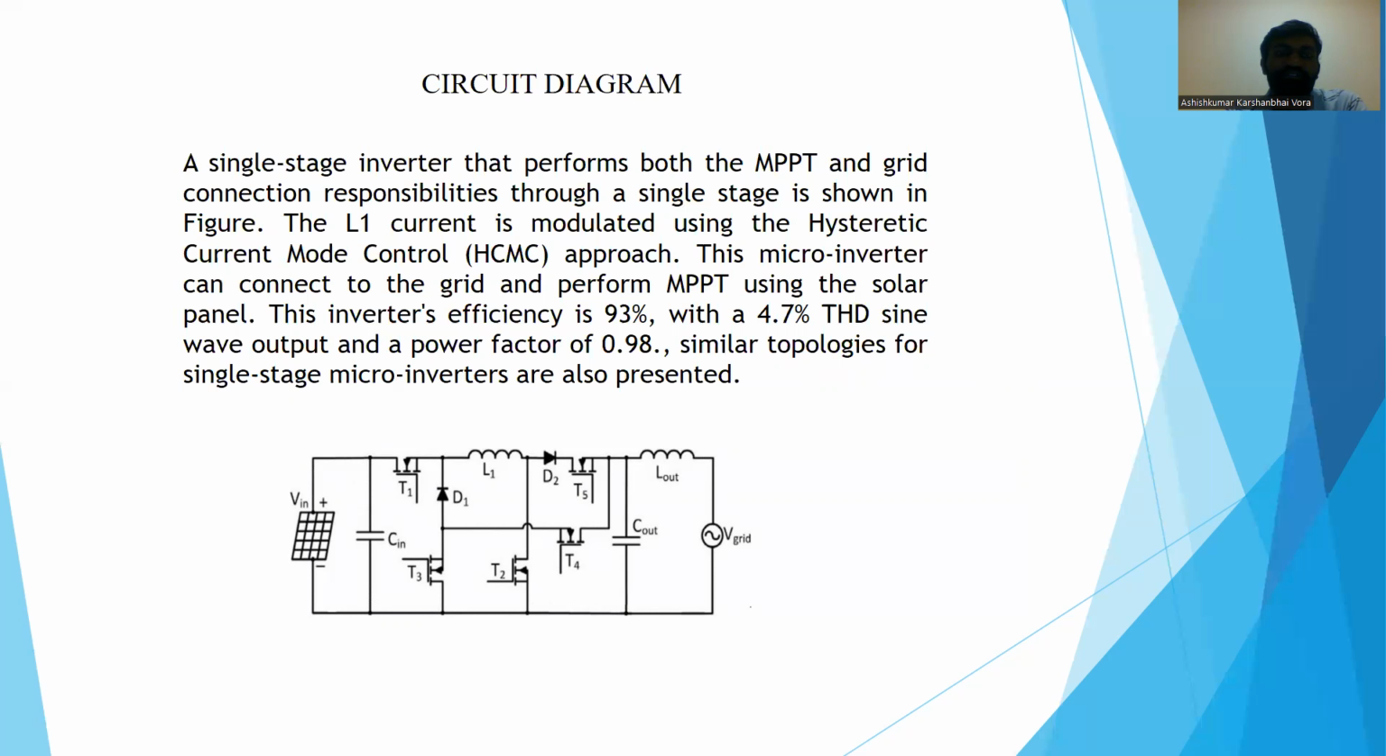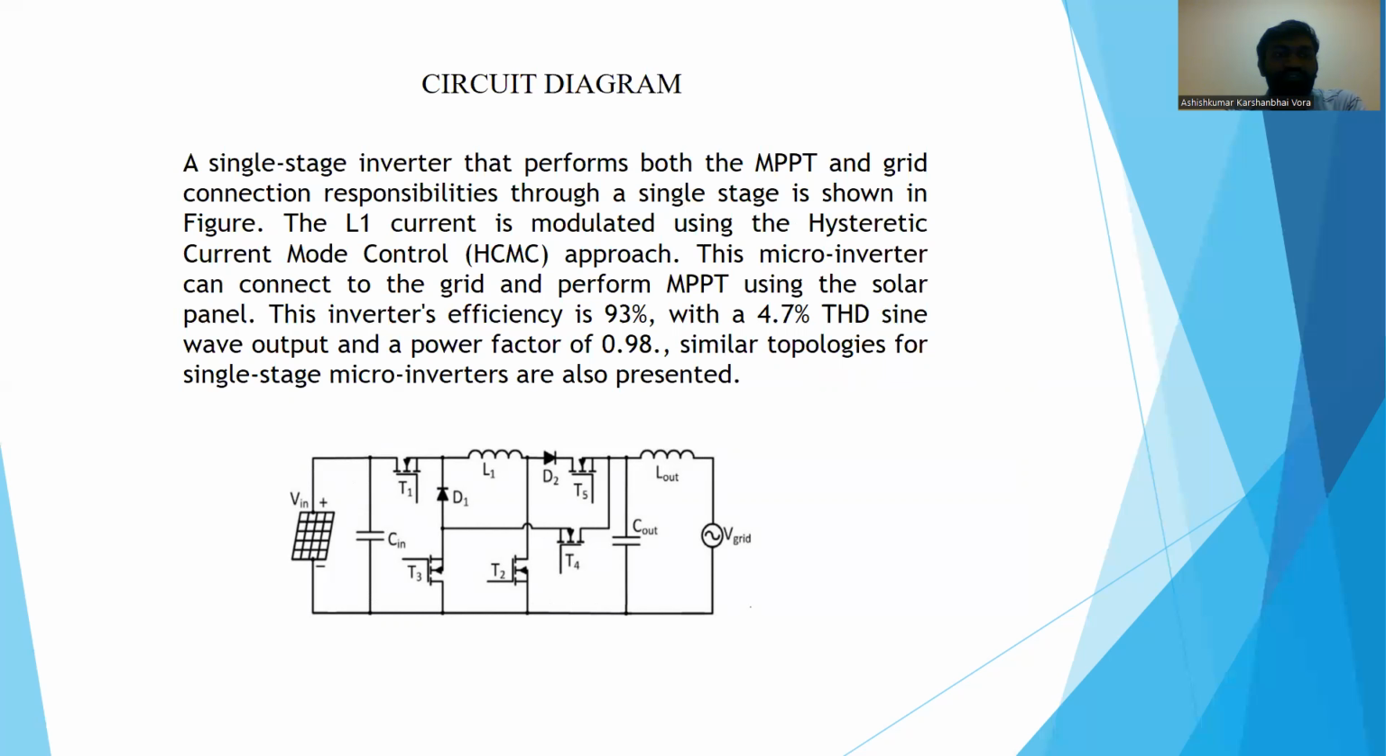This inverter's efficiency is 93%, which is very high compared to other inverters, and it has very low total harmonic distortion, which is around 4.7%. The output is a sine wave and the power factor is 0.98.